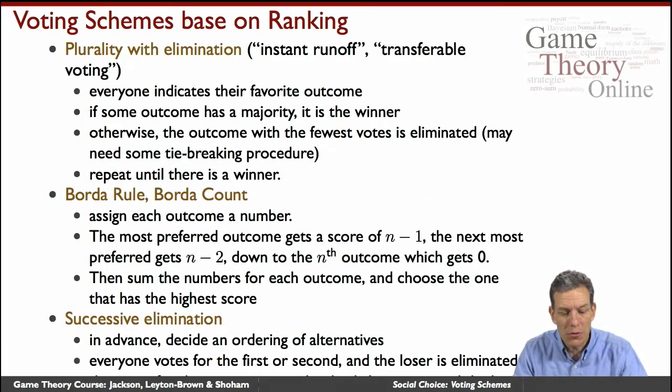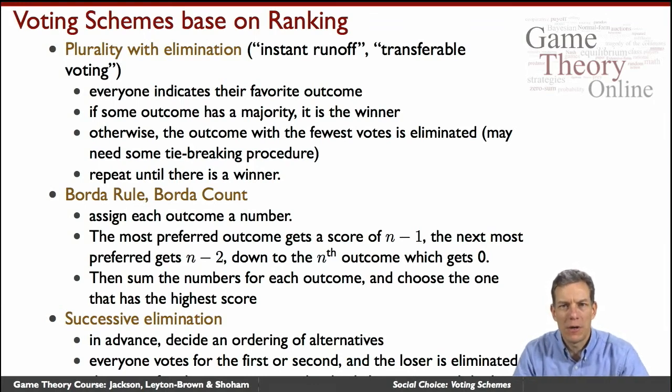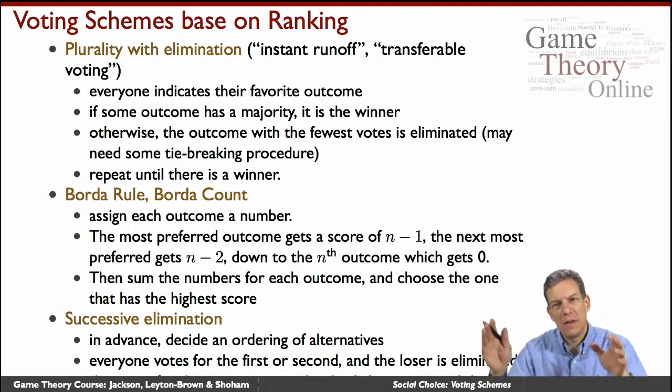A set of other voting schemes based on more kinds of information, ranking. Plurality with elimination. So what's known often as instant runoff, or single transferable vote, or transferable voting. It goes by a series of different names. And in that case, what one does is you actually express your whole preference ordering. And so we count everybody's favorite outcome. So think of everybody voting for their favorite outcome. And if some outcome has a majority, it wins. So if somebody gets more than 50% of all the votes, then it wins.